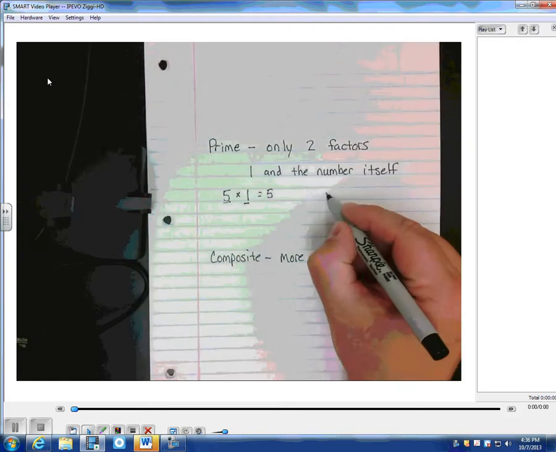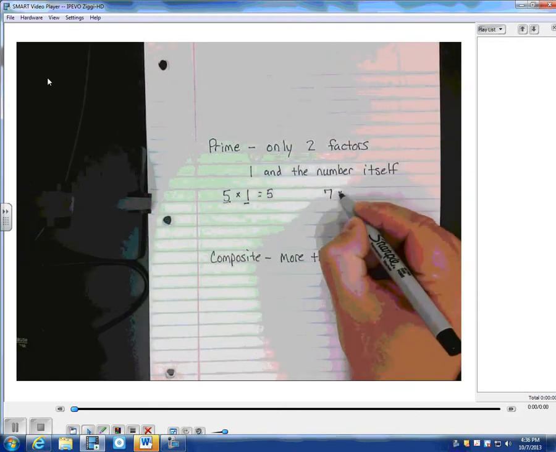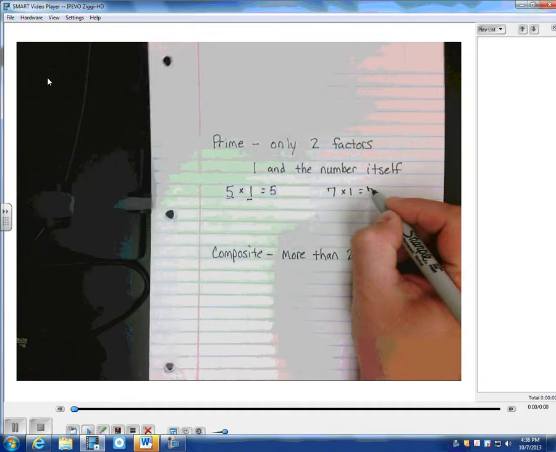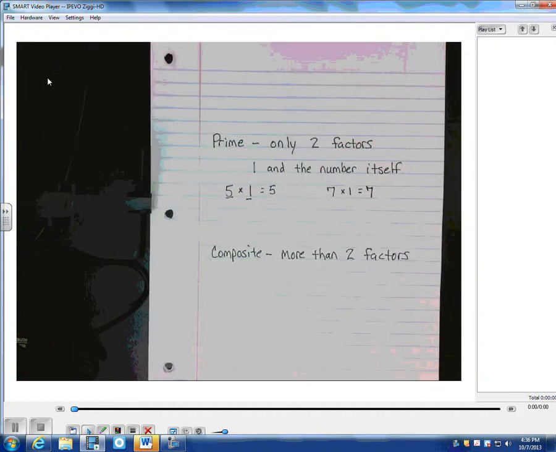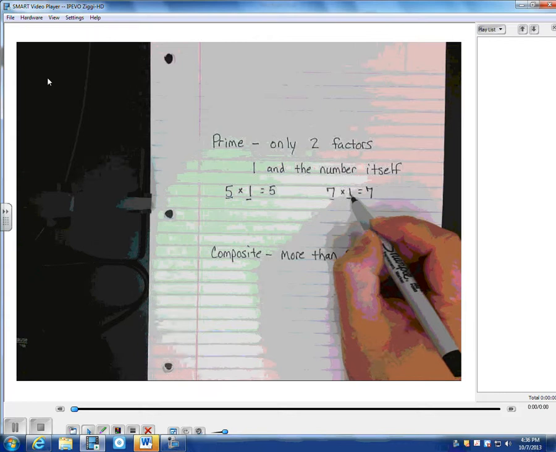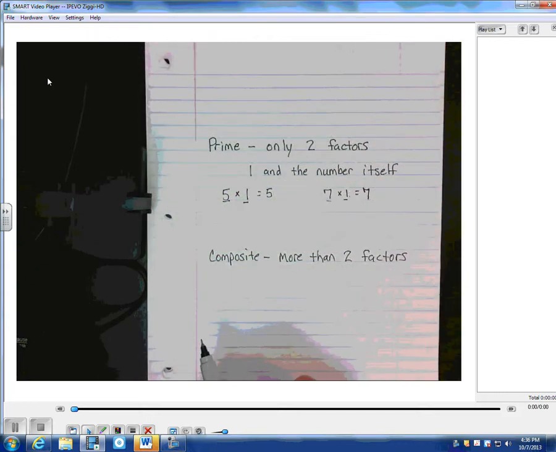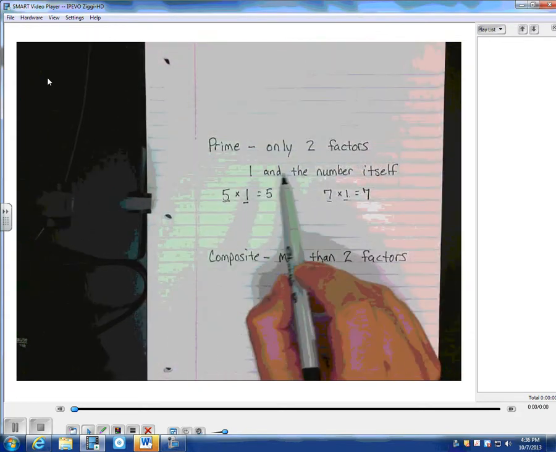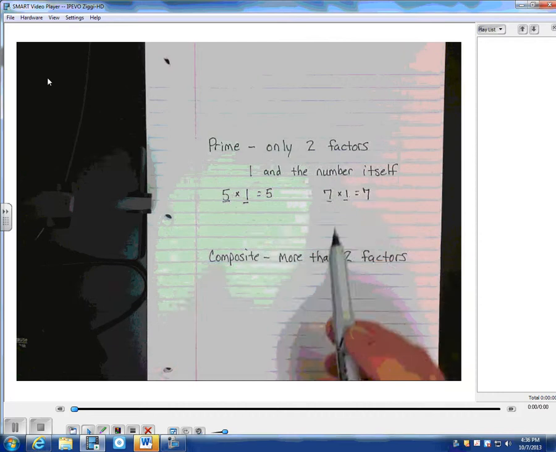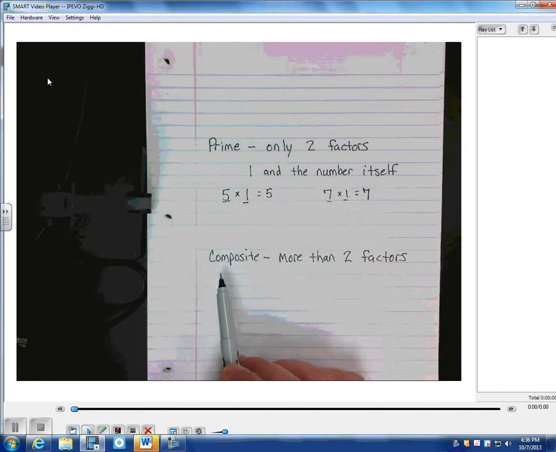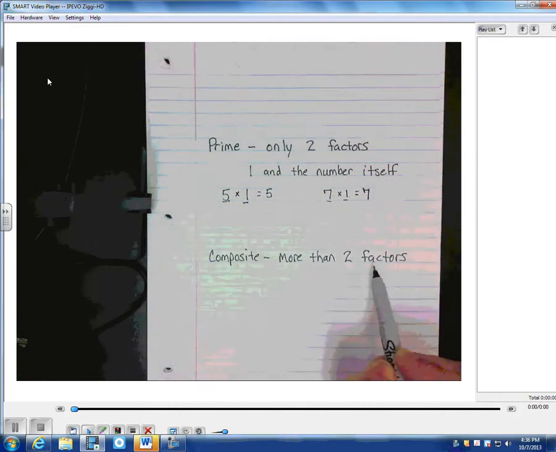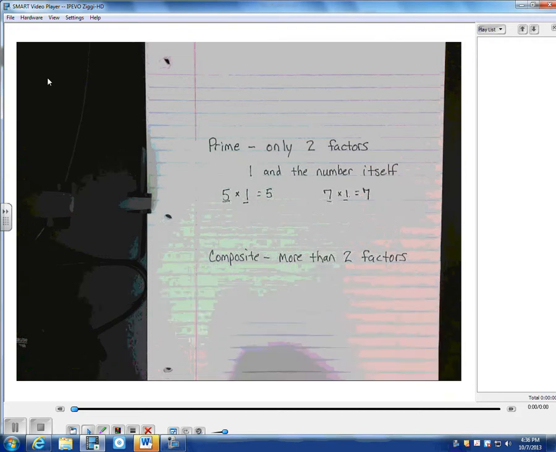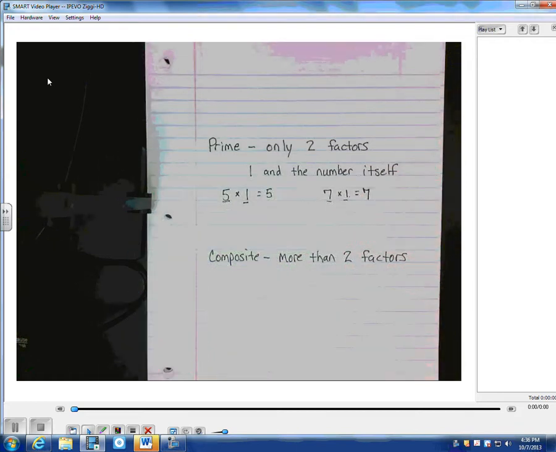Same thing with number 7. So 7, I can multiply 7 times 1. That gives me 7. But that's it. I can't multiply any two numbers together besides 7 and 1 that will give me the answer of 7. So again, it only has two factors, 7 and 1. So a prime number is a number that only has two factors. Okay? Now composite has more than two factors, meaning I can multiply more than two numbers together to get that number.